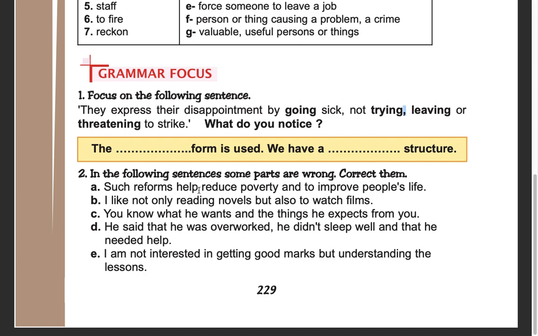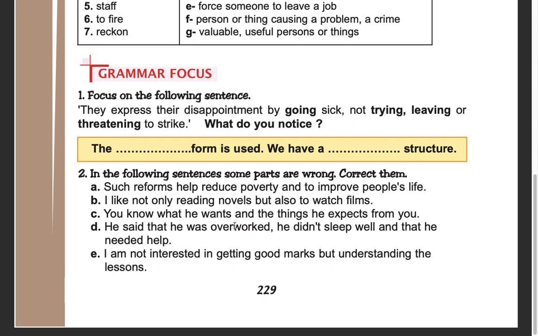Here we have some examples. "Such reforms help reduce poverty and to improve people's lives." As you can see, this is the problem. We do not have "to" before "reduce", so we do not add "to" before "improve". So the right answer is: "Such reforms help reduce poverty and improve people's lives." "I like not only reading novels but also to watch films." So: "I like not only reading novels but also watching films," without "to" and with an "-ing" here.